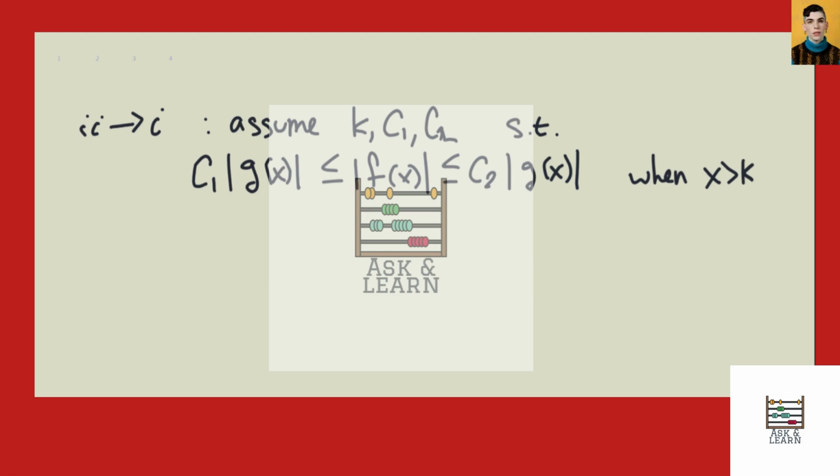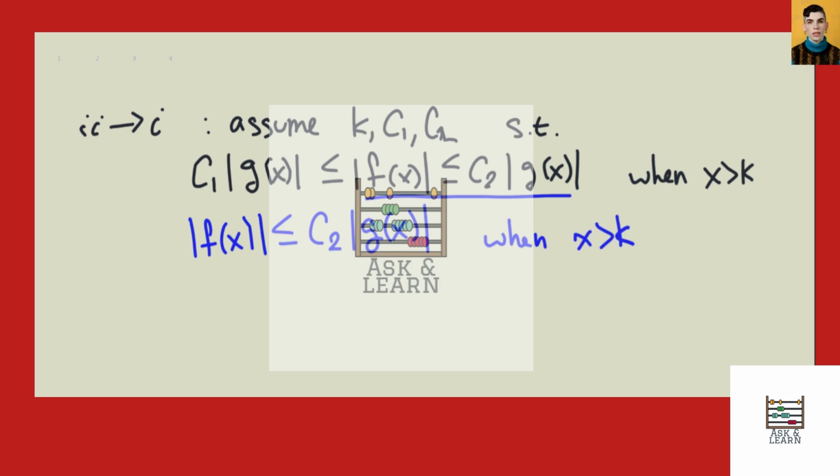Well, then we know from the inequalities above, we can just infer that the absolute value of f of x is less than or equal to c2 times the absolute value of g of x. Right, that's just this little chunk here, when x is greater than k. So by the definition of big O notation, this implies that f of x is big O of g of x.